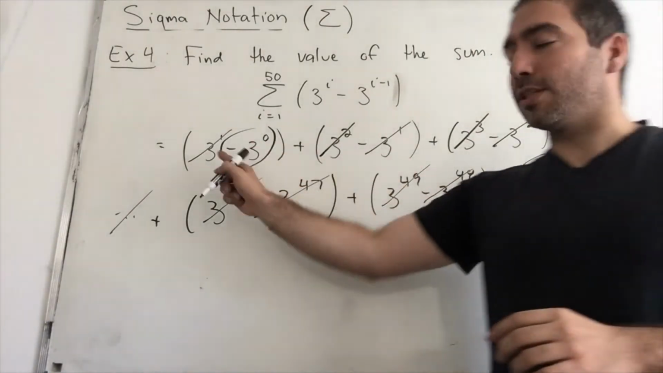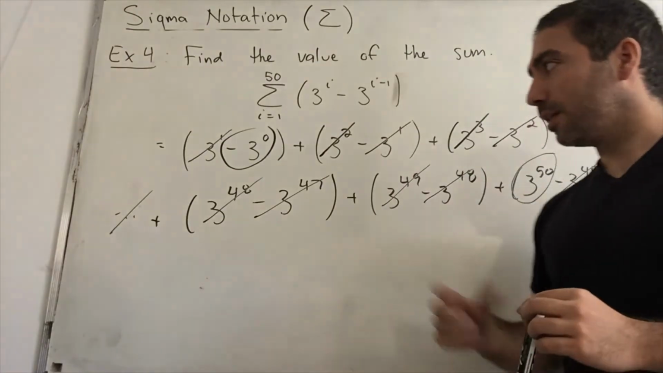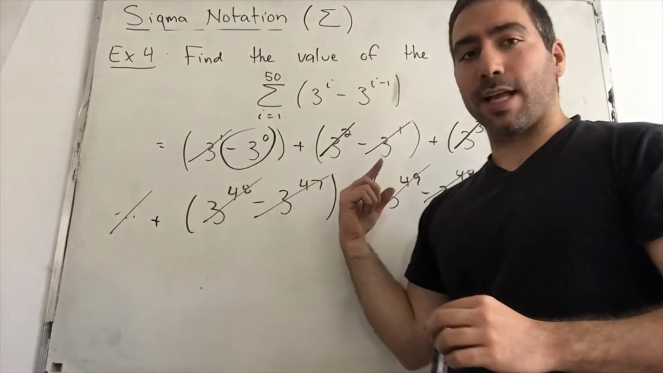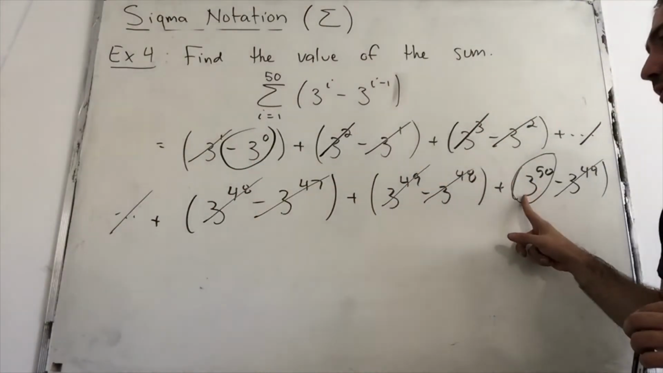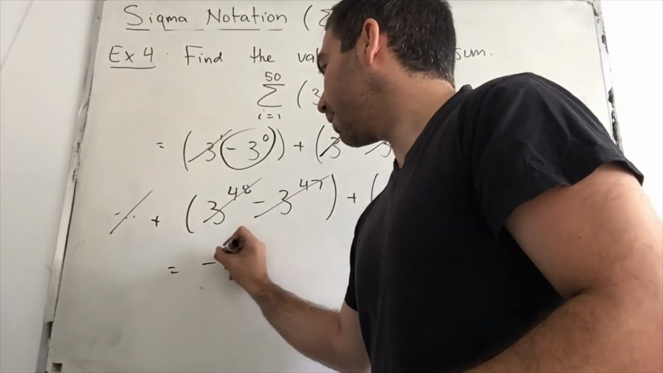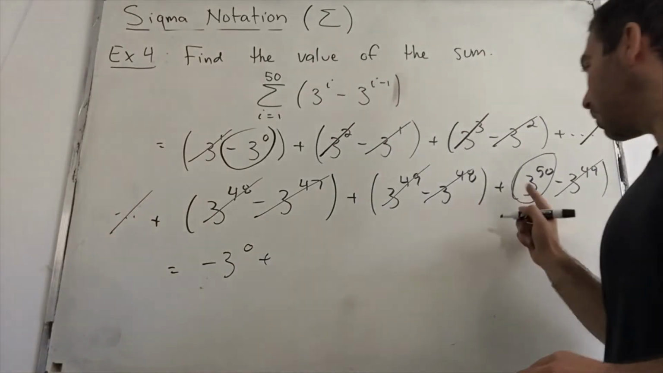Notice that it's not the first and the last term. The last time we saw a telescoping series, it was the first and the last. But this is an example where it's not the first, it ends up being the second term and the second to last term, leaving us with negative 3 to the 0 plus 3 to the 50.